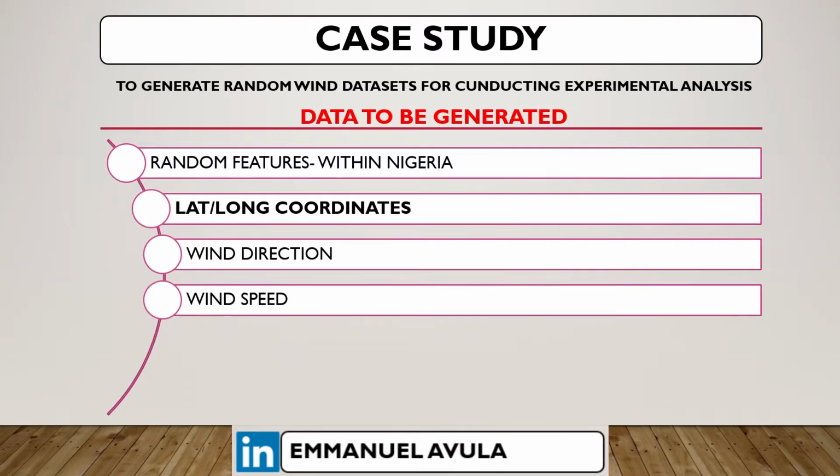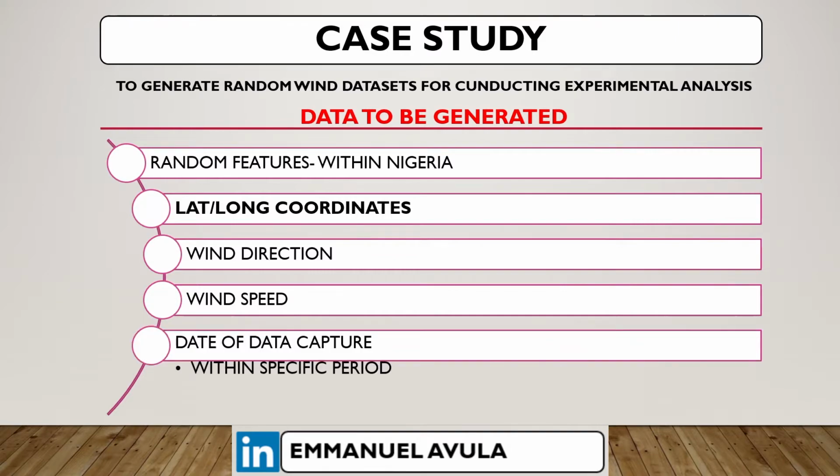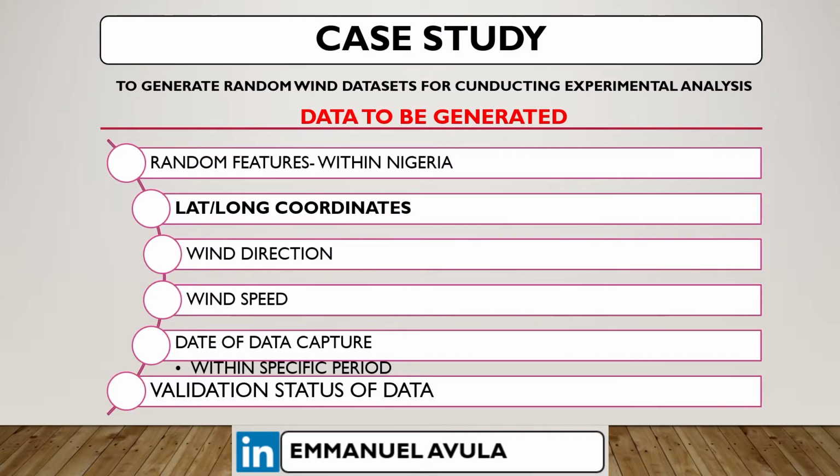And also the wind speed of Nigeria ranges between 2 and 10, and so the data we will generate in this field will range between 2 and 10, and it will be floating numbers. I will also teach you how to generate random dates, so that we hold the date of capture of each of those points, and it will range within a specific period. I'll also teach you how to generate validation status data, which is binary codes, zeros and ones, to hold that record.